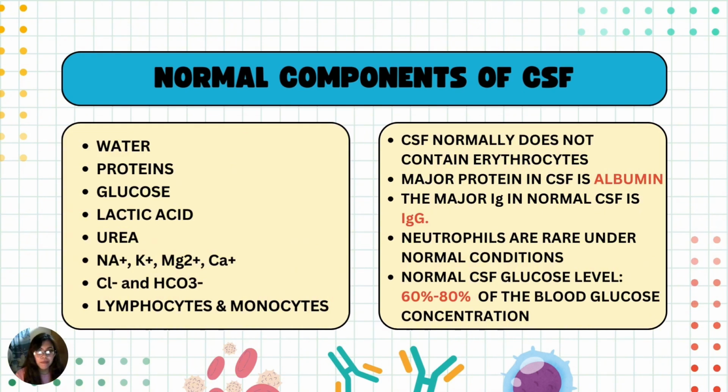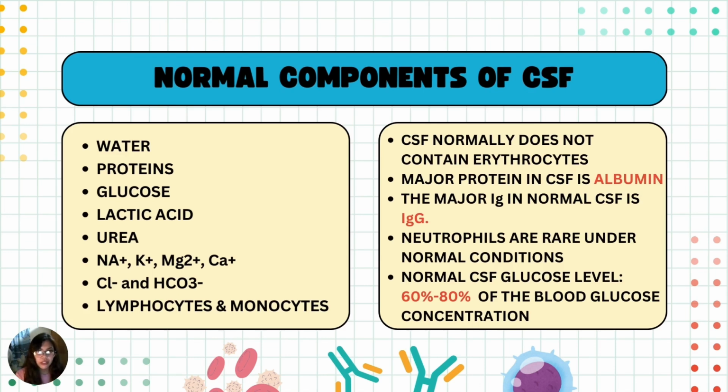Next, to take note is that the major protein in the CSF is the albumin. The major immunoglobulin in normal CSF is the IgG. So IgG is the most prevalent antibody in the CSF, and it plays a significant role in immune surveillance and response within the CNS.